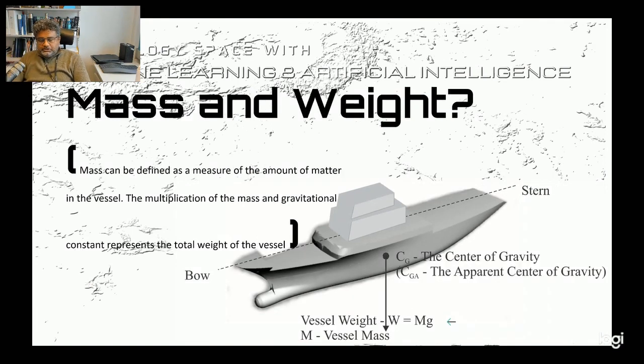So let's introduce the two terms of mass and weight. Mass can be defined as a measure of the amount of matter in any object. In this case, the vessel is our object. And when you multiply mass times the gravitational constant, that will give you the weight of the vessel. In this figure, you can see mass denoted as M for this vessel, and the vessel weight is denoted as W, which is equal to M times the gravitational constant G.